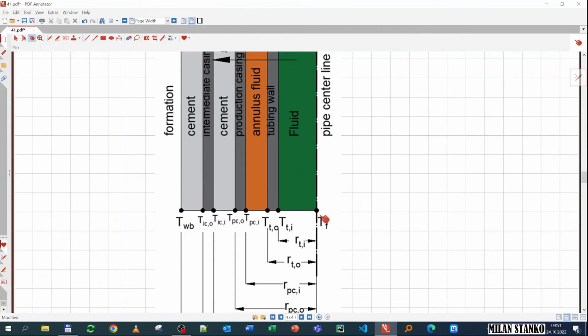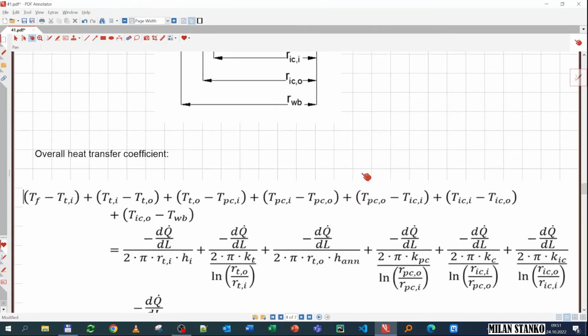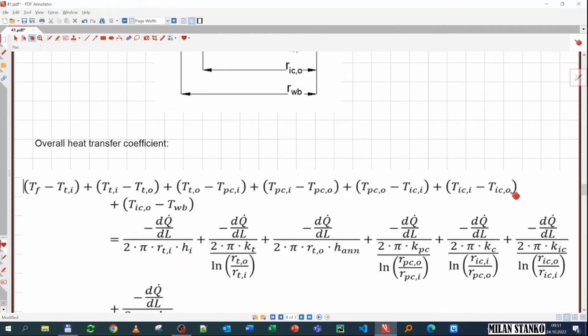When we add all of them up, T minus TTI and TTI minus TTO are going to cancel out. You'll see something like that. This is the forced convection in the tubing, conduction in the tubing. This is the free convection in the annulus. This is conduction in the production casing. This is conduction in the cement between the production casing and the intermediate casing. This is conduction in the metal in the intermediate casing, and then we have conduction in the cement. So when you put all of these one next to the other, they cancel out, and you end up with what you want, the two extreme temperatures.